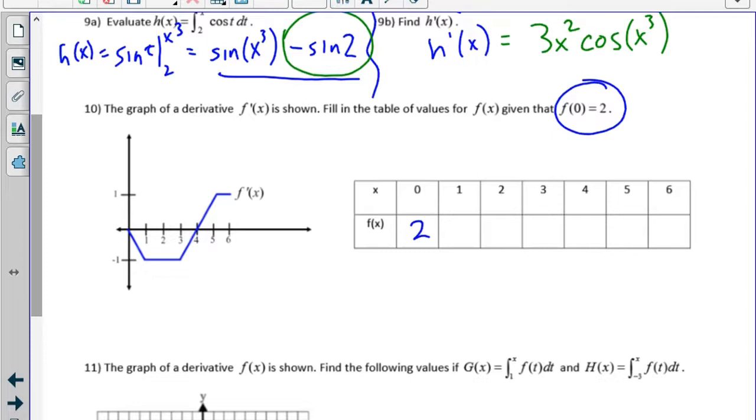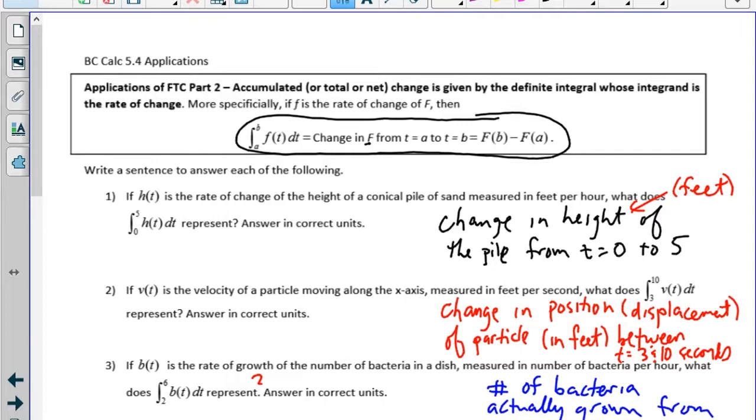So if we want to fill in the table at 1, we're going to find this area, and the area of that is 1/2, except it's underneath the axis. So this actually counts as a decreasing amount on our f of x. So anytime we have area underneath, that accumulated area counts as exactly what we were talking about at the beginning.